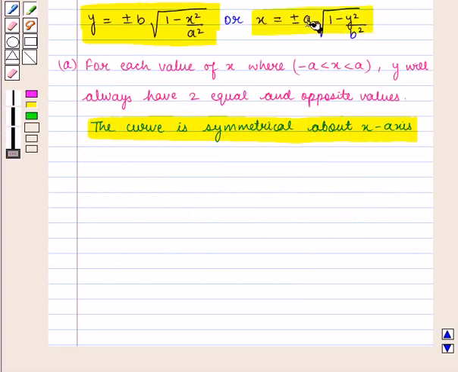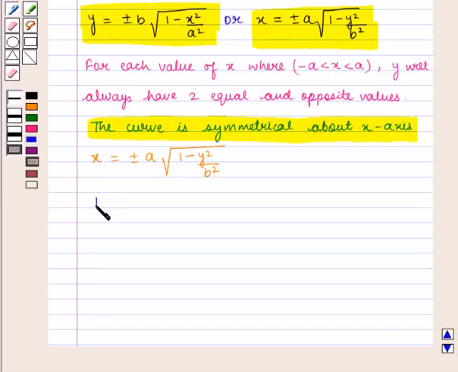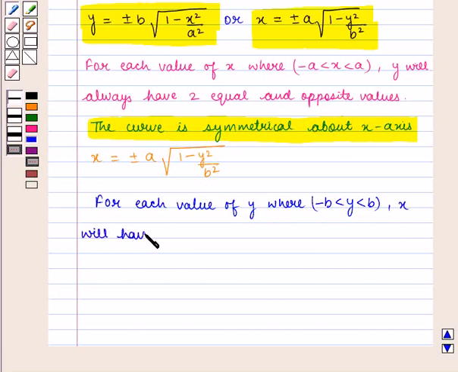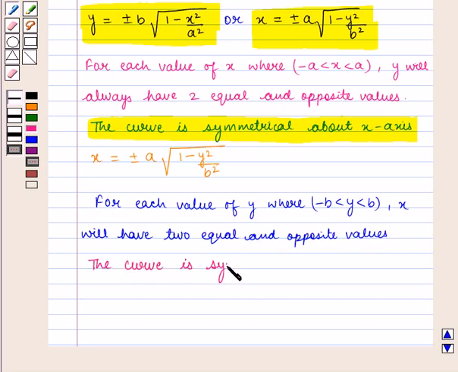Now, from x is equal to plus minus a into square root of 1 minus y square by b square, we can conclude that for each value of y, where minus b is less than y is less than b, x will have two equal and opposite values, that is, the curve is symmetrical about y-axis.